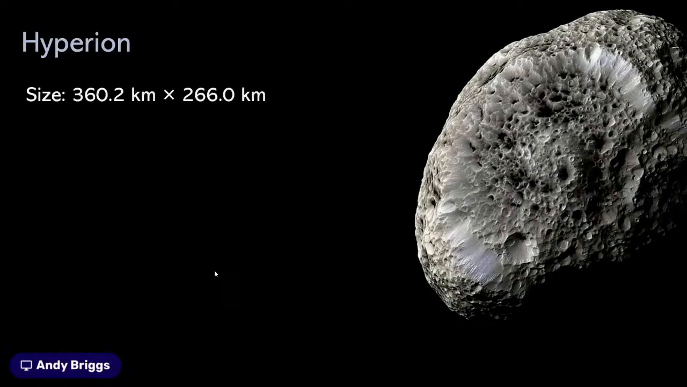Just a few details about Hyperion. It's 360 by 266 kilometers. Do forgive me if I slip between miles and kilometers, because I'm at that difficult age. It's designated Saturn 7. In other words, it's the seventh moon from Saturn going outwards.